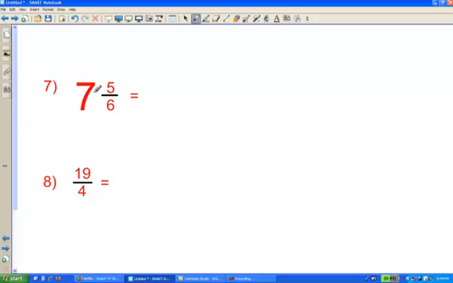I just want to make this mixed number, number 7, an improper fraction. So I do 7 times 6, which is 42, and add 5, I get 47. What do we do with our denominator? It stays the same. 6 is still my denominator. So it's 47/6. I'm going to do the opposite here.